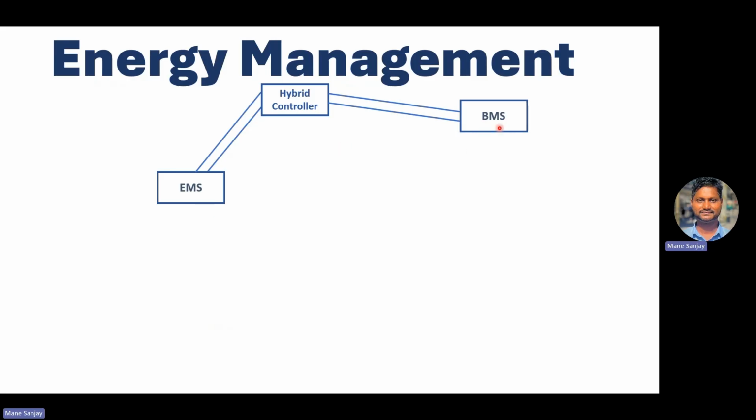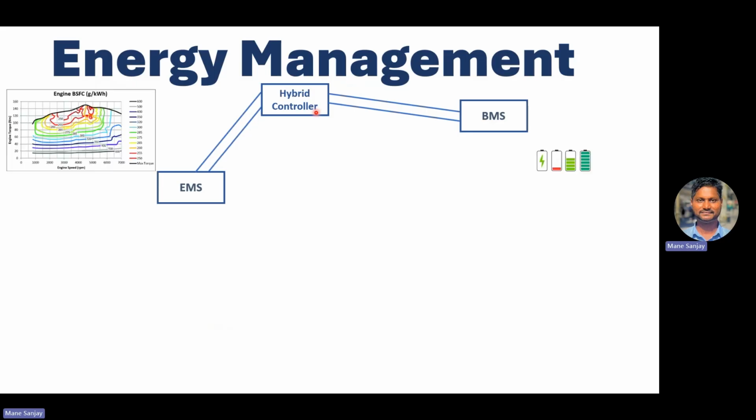But ideally, who controls the battery? The battery management system. And who controls the engine? The engine management system. So for both of these, the hybrid controller keeps monitoring them, and it also controls them, sending commands over a CAN. What are the different commands it sends? I'm going to cover that. Here, the hybrid controller always looks at the BSFC map, which is inside the EMS, and takes that information from the EMS over a CAN.